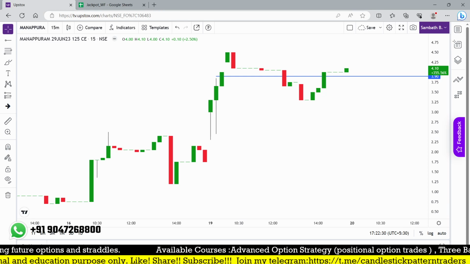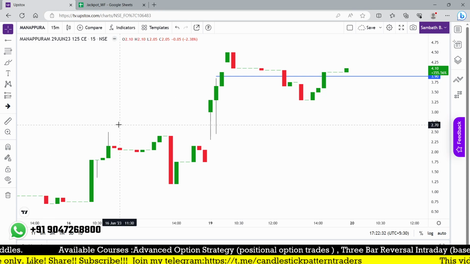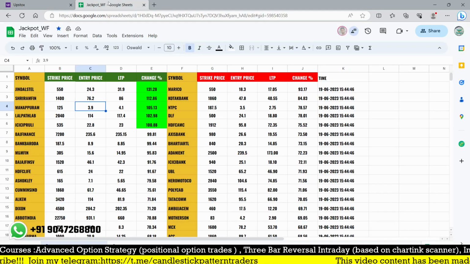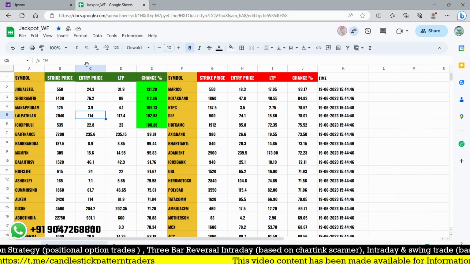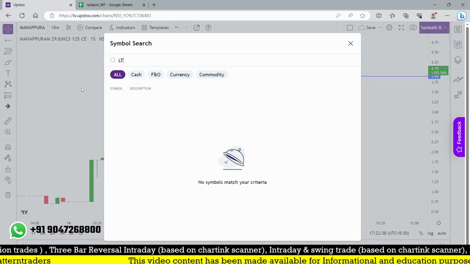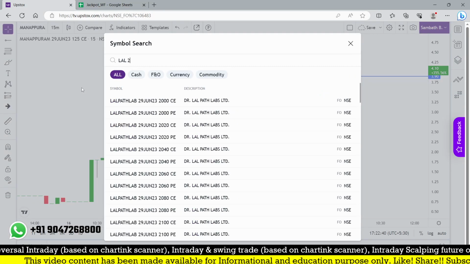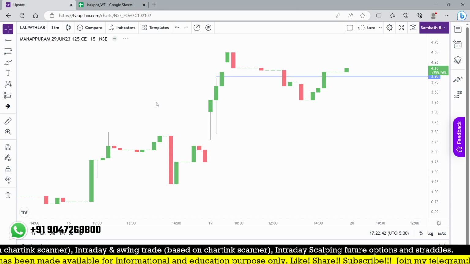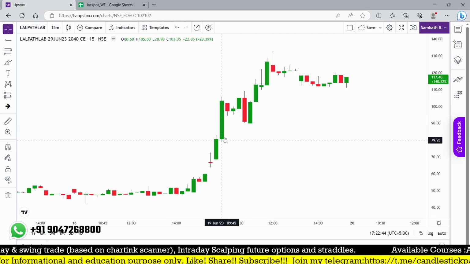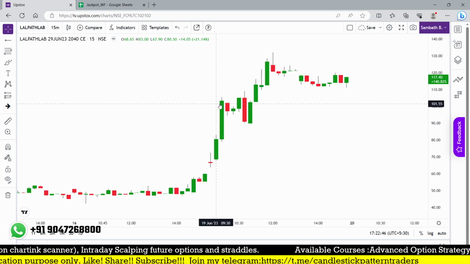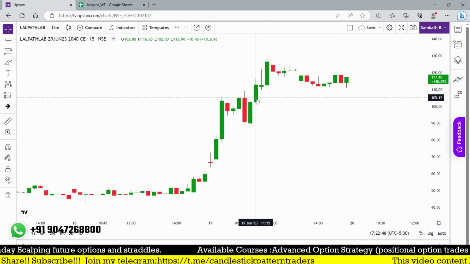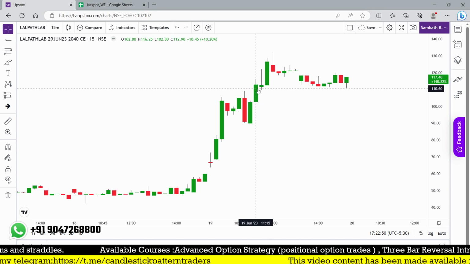But target and stop loss not triggered yet because we are taking that as a weekly positional. Okay, and the Lal Path Lab also we are tracking today, 2040. Lal Path 2040 is the call option price, and it was given at 114. Maybe at this point here it may be triggered, around 11:15.